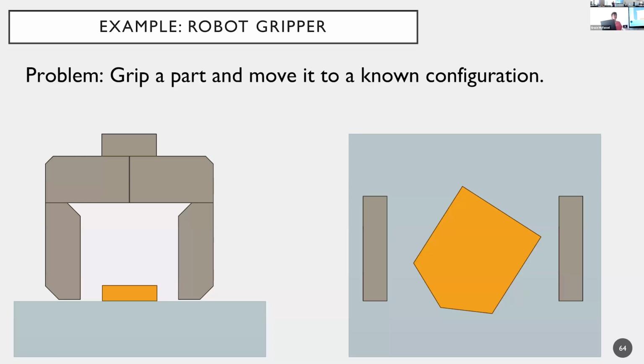So to begin, we'll start with a very classic problem in robotics, gripping a part and putting it into a known configuration. The main point of this example is that in the previous section, each state in the planning problem corresponded to a single point in the world. However, an arbitrary object can start in infinite configurations, and we're capable of managing that.